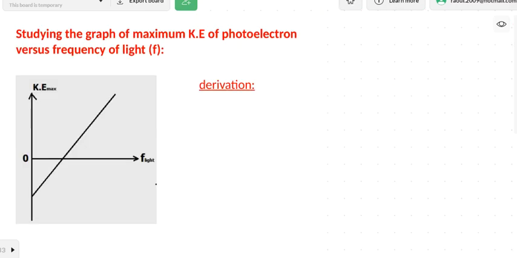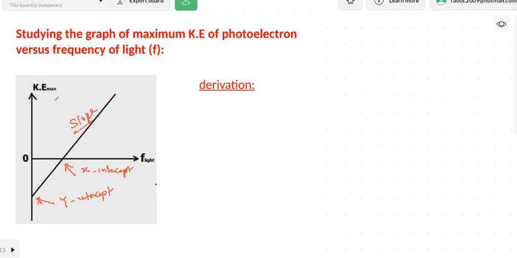Okay, now my dear students, we start with a new idea in this part, which is studying the graph of the maximum kinetic energy of emitted photoelectrons versus the frequency of the photon, or frequency of radiation or light. Is it clear? What's the aim of studying this? The aim is to know the meaning of the x-intercept, the meaning of the y-intercept, and the slope at the same time. To understand that, we need to do some derivation and comparison to reach the object we are looking for.